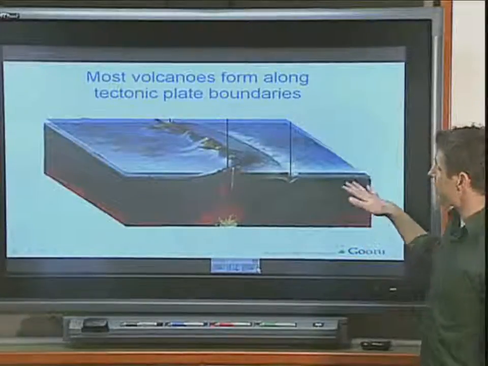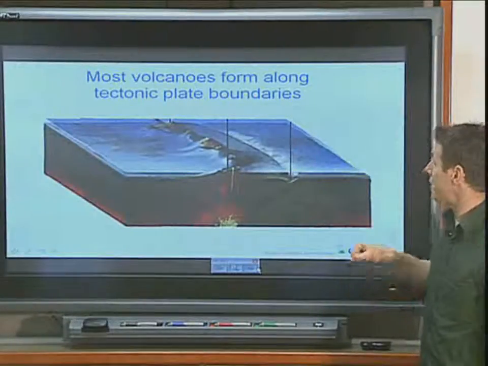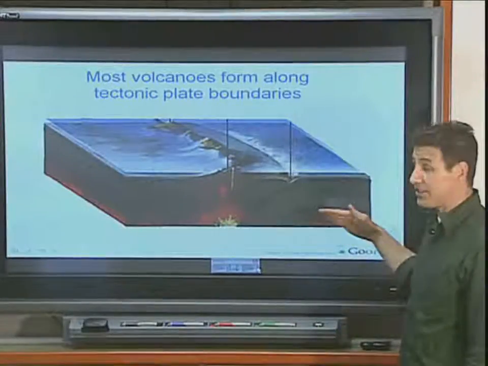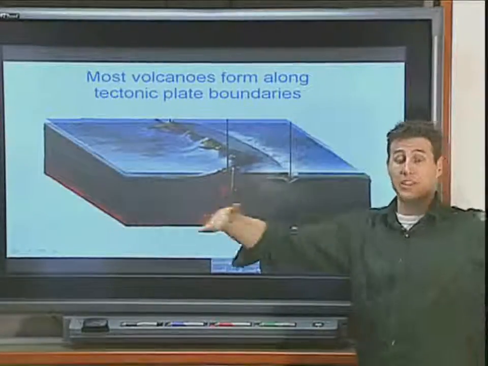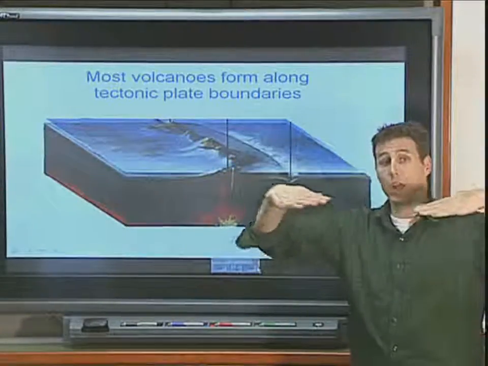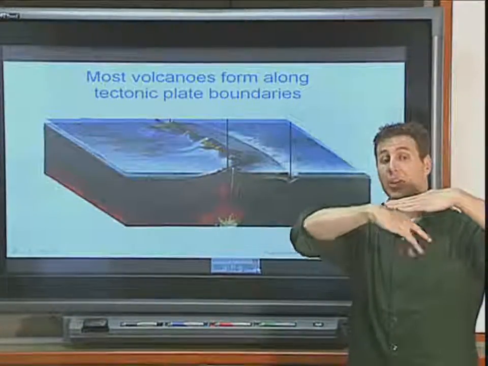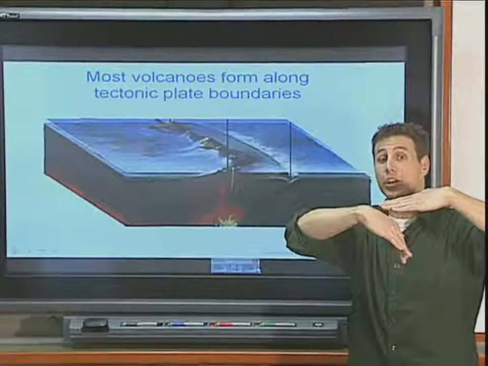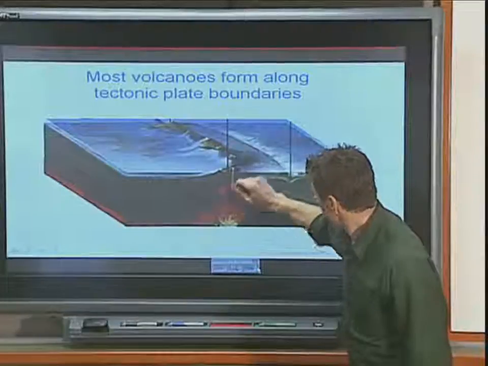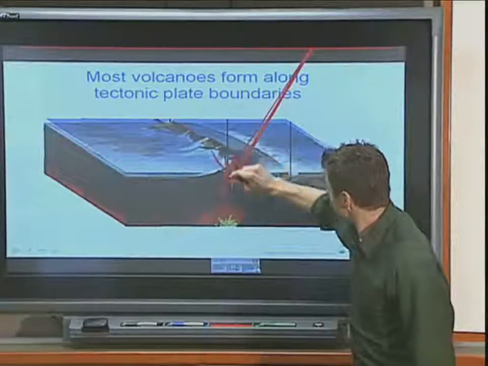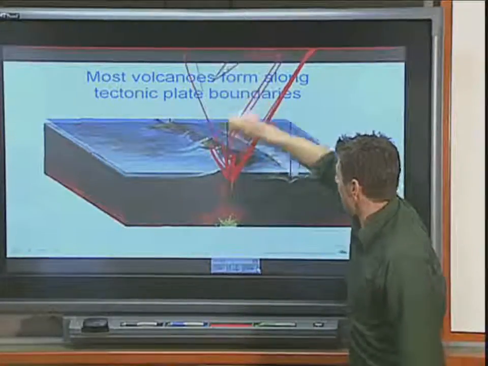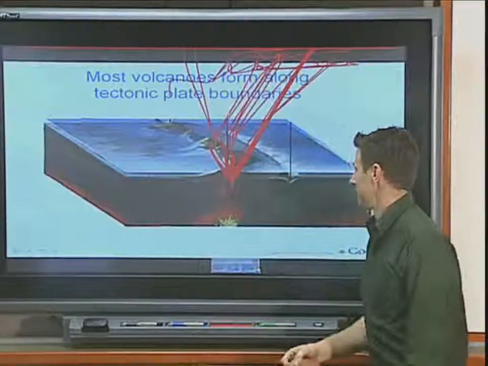Now, if we look at this diagram, we see most volcanoes form along tectonic plate boundaries. Now, this is a divergent plate, and convergent plate. We have one plate going underneath another and melting back into the earth. And where that occurs, right here, we have all this lava coming up to the surface and creating our volcanoes.